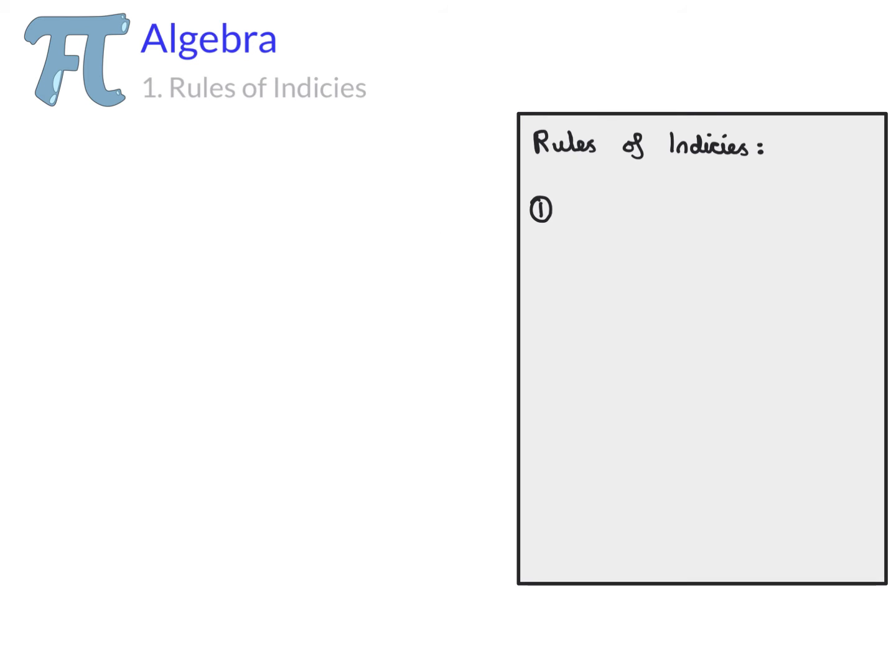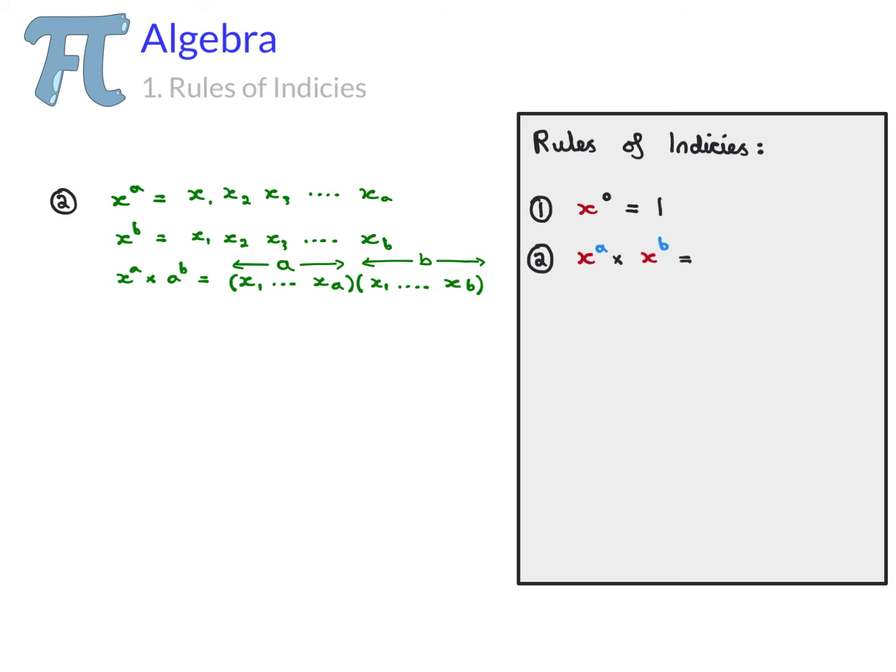The first rule of indices I'm going to state is that anything to the power of 0 is 1. The next concerns multiplying x to some power a by x to some other power b. This product could always be written as a list of a x's and b x's. Since it doesn't matter what order we write these x's in, this is just a list of x's which have length a plus b, or x to the power of a plus b.